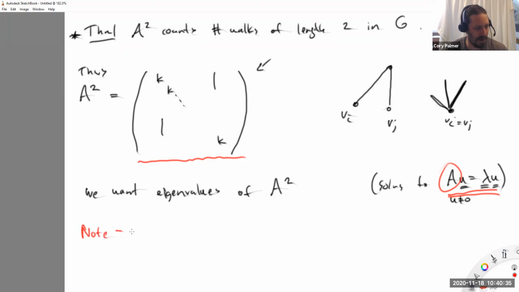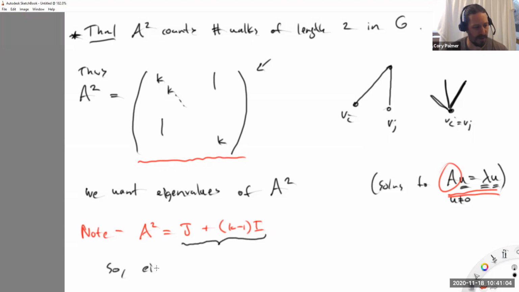But let's note that A squared can be written in the following way. It's the all ones matrix, which we usually denote as J, plus k minus 1 times the identity matrix. That's the diagonal matrix. It's ones everywhere plus k minus 1 more added to the diagonal. We just decomposed it that way. Finding eigenvalues of a matrix in this form is super easy.